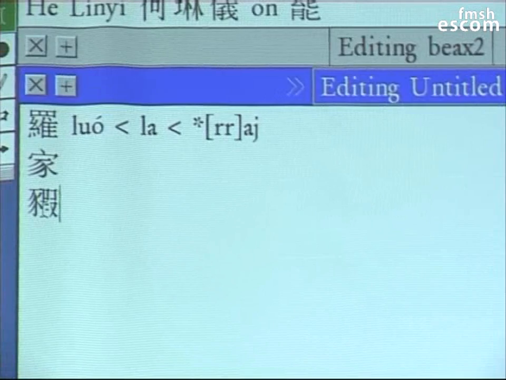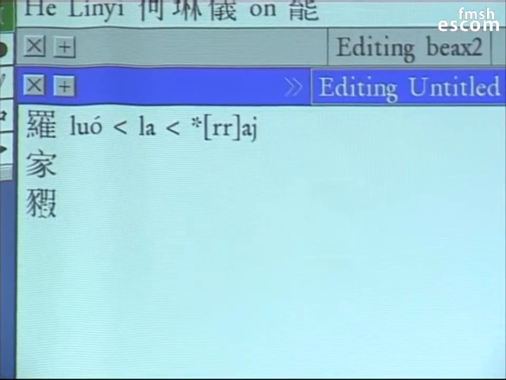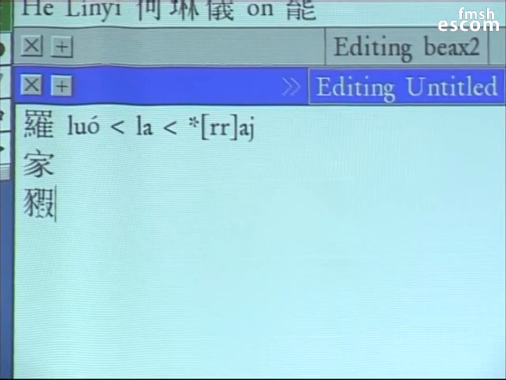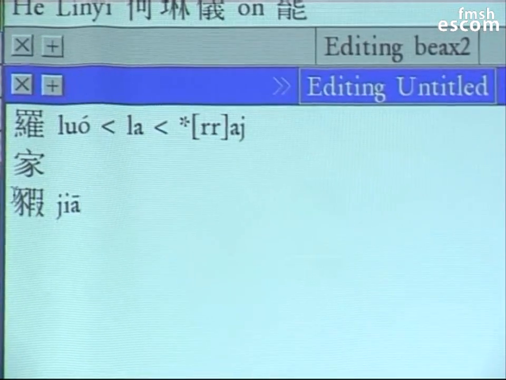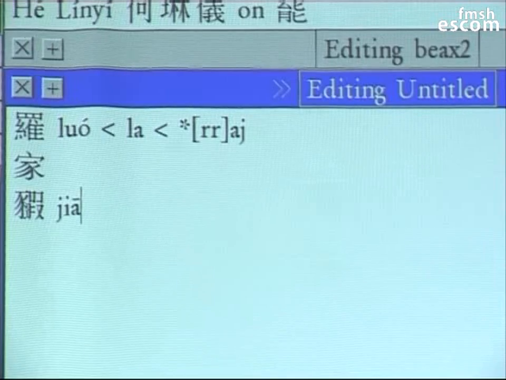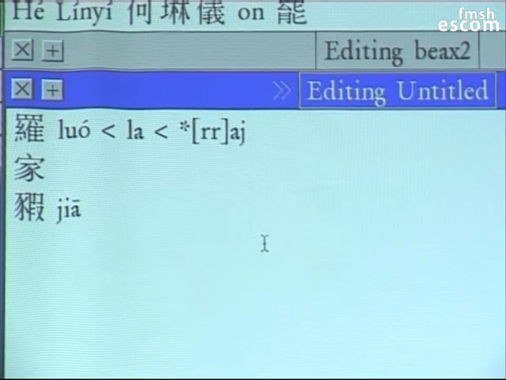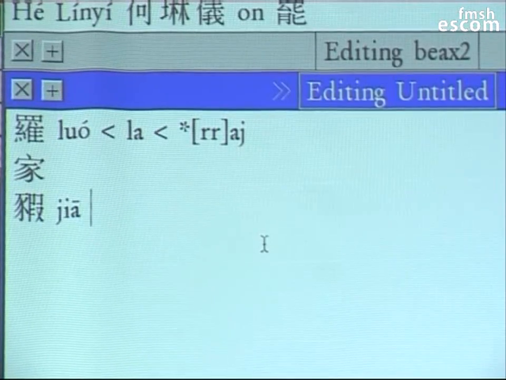All right, this word is jia. I haven't checked, and I'm not sure about the tone, but it's jia. It means a boar or a male pig. So it's another word for pig, in other words.